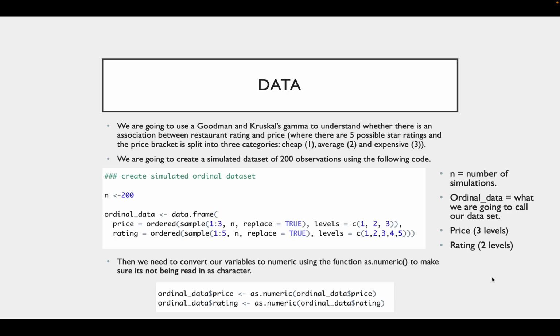Before we run our test, we need to make sure our variables price and rating are being read in R as numeric. Sometimes R likes to read in ordinal data as a character, and this would cause an error when you try to run the test. So to do this, we can use the function as.numeric.